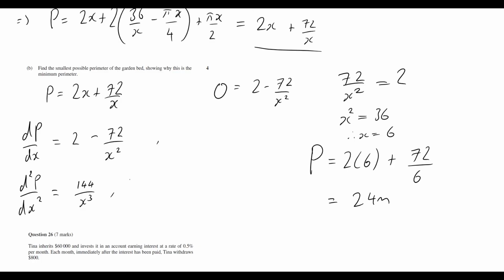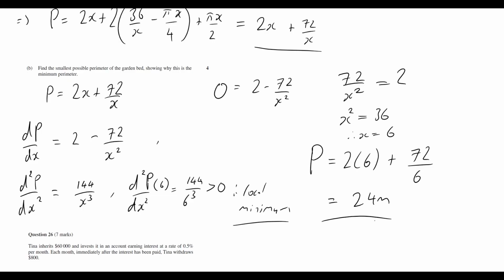And so now what we see is that if I take the second derivative at that point, where x is equal to 6, I'll quickly write that out properly. So d squared P over dx squared when x is equal to 6, well, we get 144 over 6 cubed. And we know that that must be greater than 0. So therefore, we can say, local minimum.